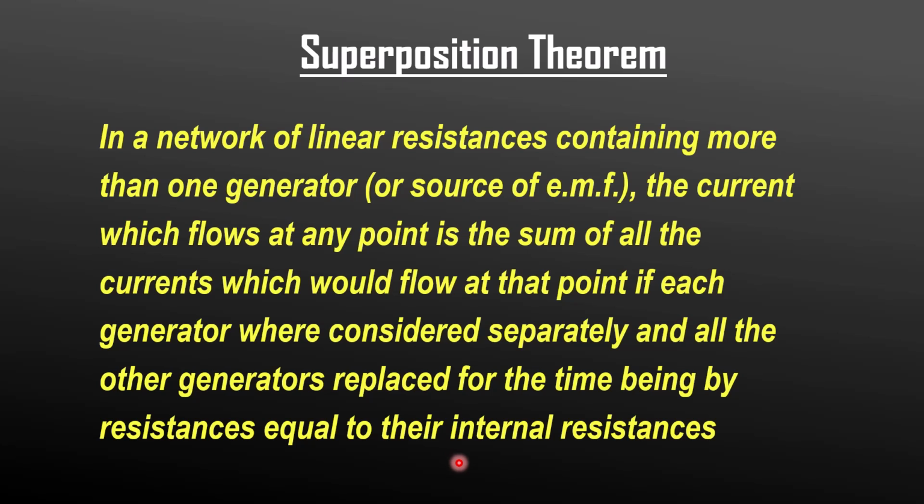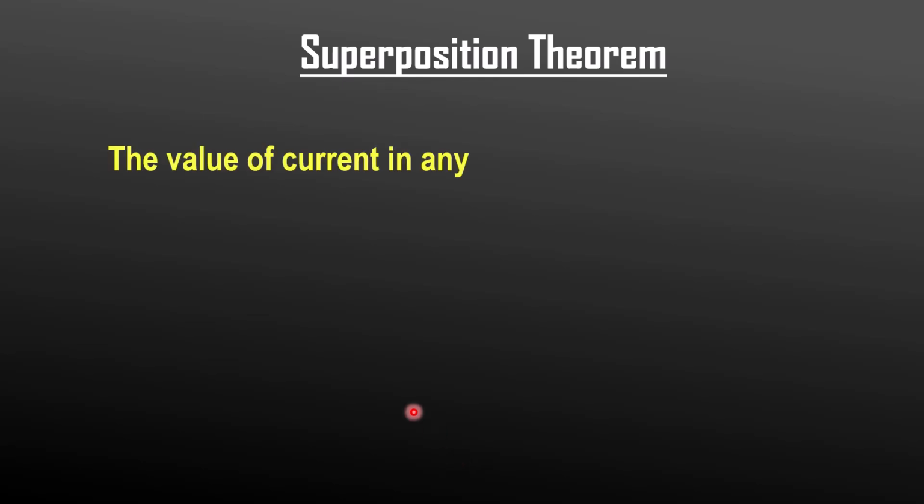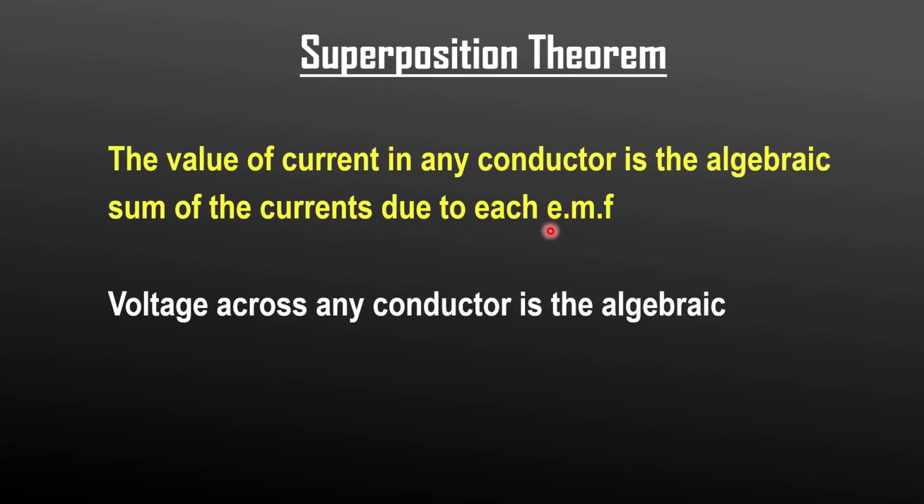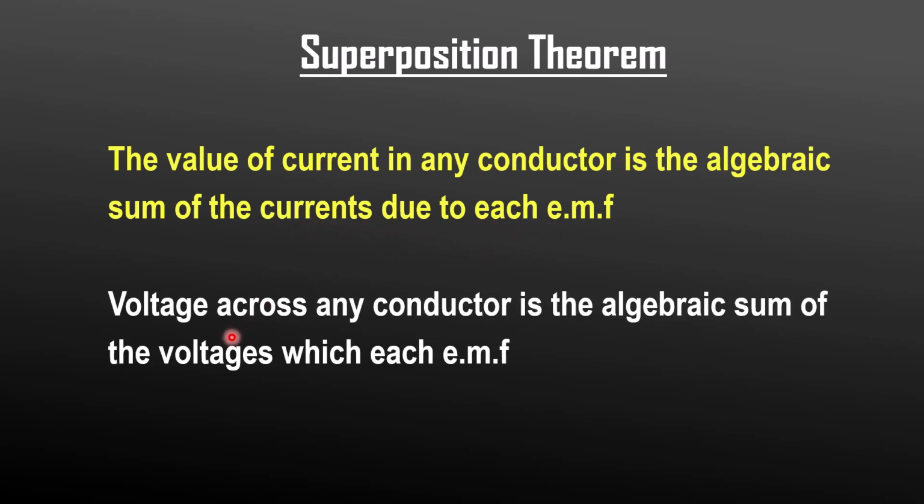So this definition might seem very difficult and confusing. So let me rephrase this theorem in simpler words. The value of the current in any conductor is the algebraic sum of the currents due to each EMF. Similarly, the voltage across any conductor is the algebraic sum of the voltages which each EMF would produce separately.